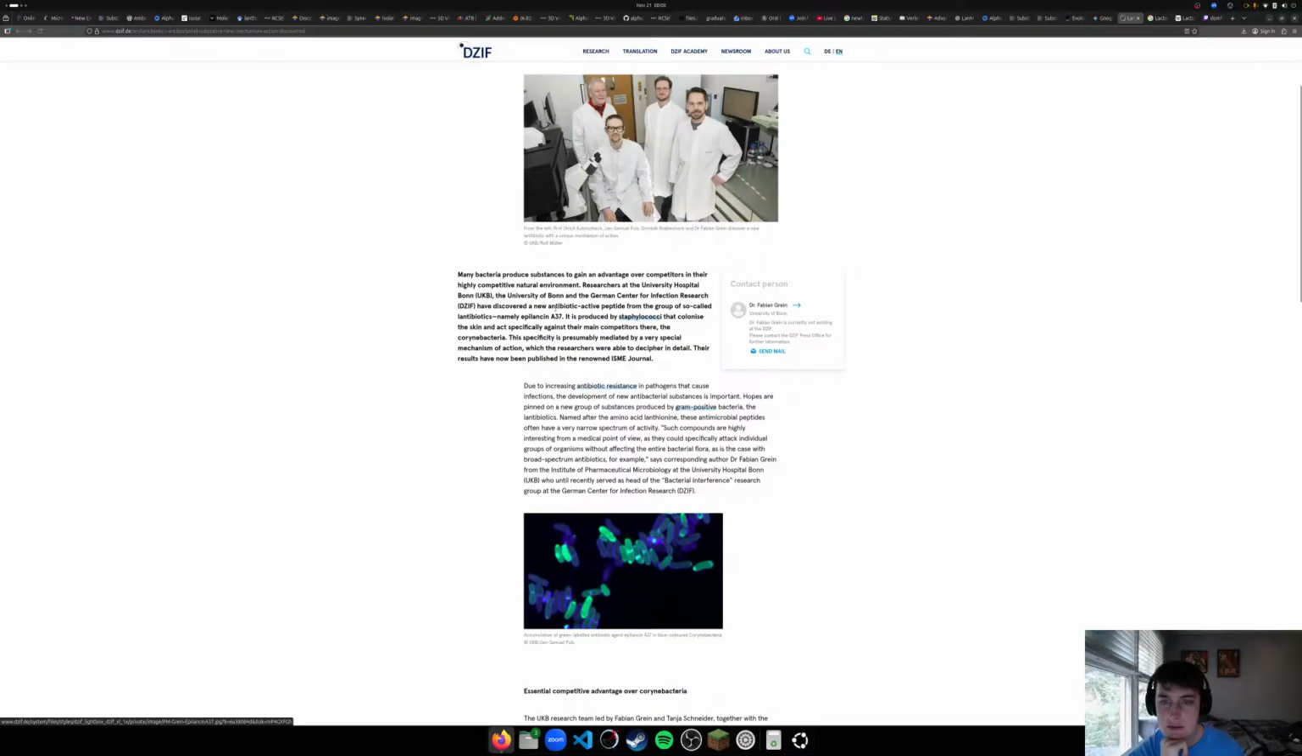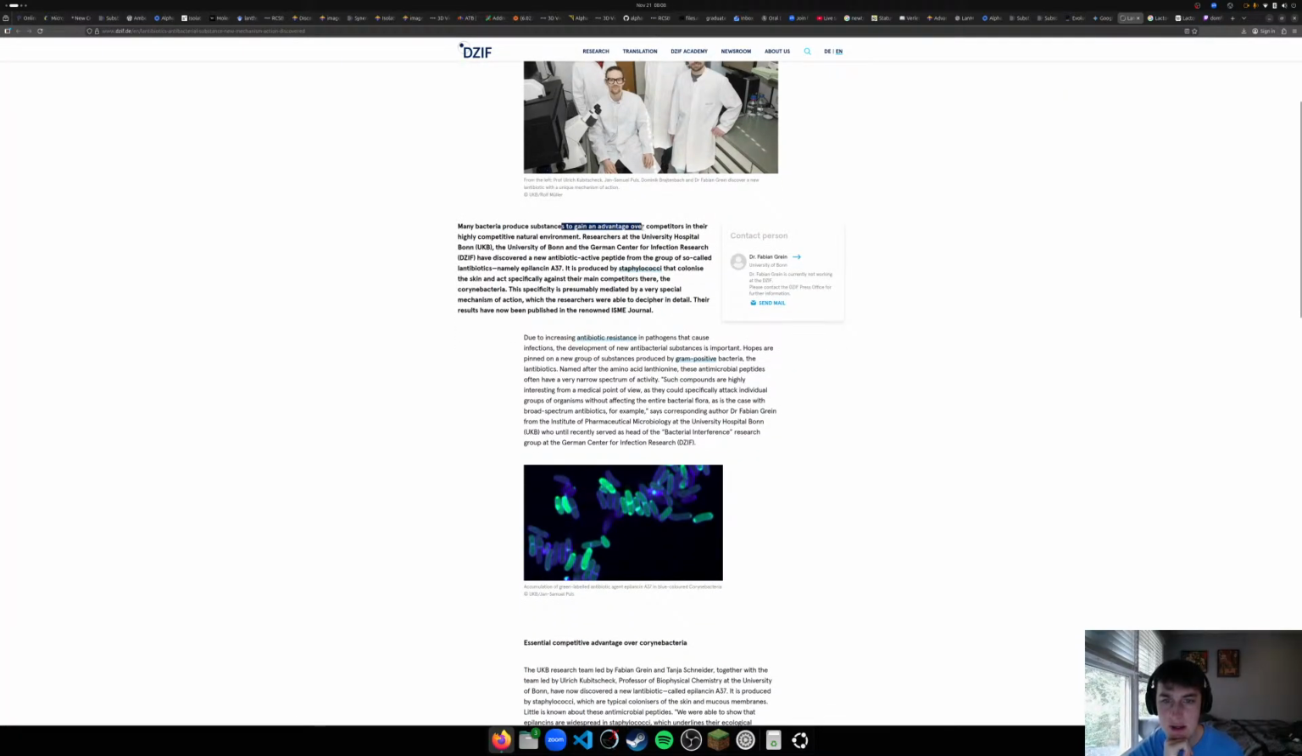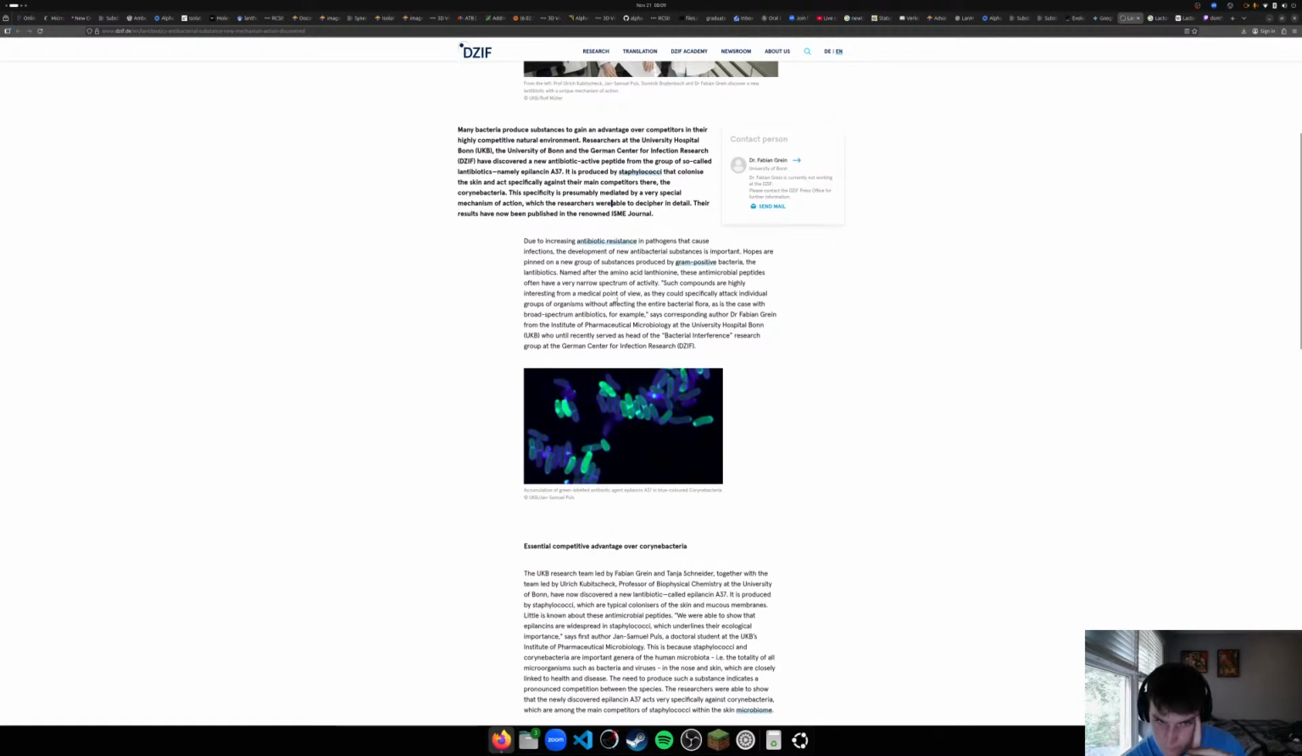With new mechanism of action discovered, many bacteria produce substances to gain an advantage over competitors in their highly competitive natural environment. Discovered a new antibiotic active peptide, so-called lantibiotics. Specifically against their main competitors, the Corynebacteria. Presumed to mediate a very special mechanism of action. Medical point of view. Yay.